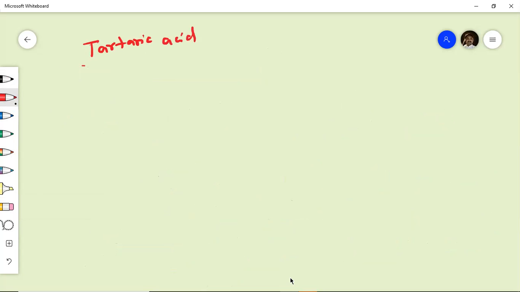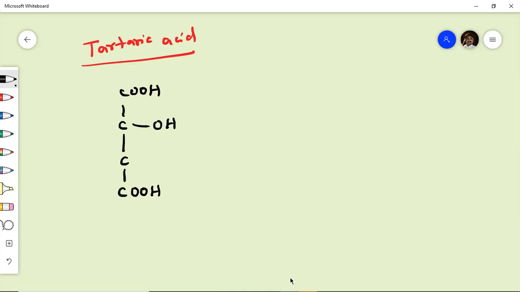Tartaric acid and its mesoform, how it will exhibit, we'll check it off. This tartaric acid is a dicarboxylic acid, so there are two carboxylic acid functional groups in this structure, with the carbons like this, and the OH groups in the opposite direction. This is the structure.